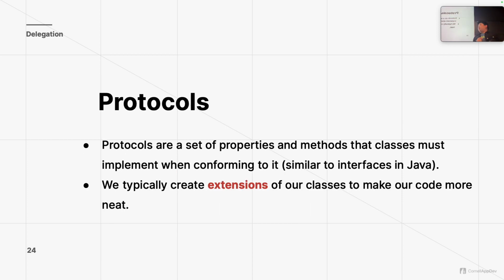Protocols are a set of properties and methods that classes must implement when they conform to it. If you've ever used Java, it's similar to interfaces. It doesn't necessarily have the implementation, but it has function stubs and property stubs. We typically create extensions of our classes to make the code neater. You could add it as a subclass when conforming to a protocol, but typically we use extensions, and we can show that later in our demo.